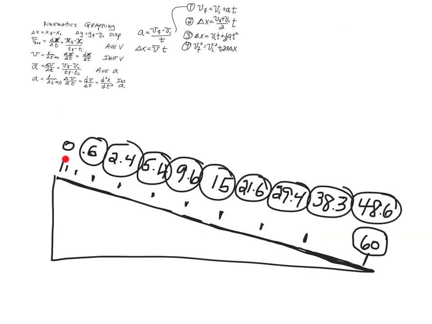So here's the ticker tape, and it's kind of hard for me to draw this exactly, but notice that the intervals are getting bigger and bigger and bigger as it goes down. Here are the measurements. So in the first tenth of a second it went 0.6 centimeters, and then it went 2.4 centimeters. These are the total distances all the way down to 60. Those are 10 numbers, and now we want to graph that.